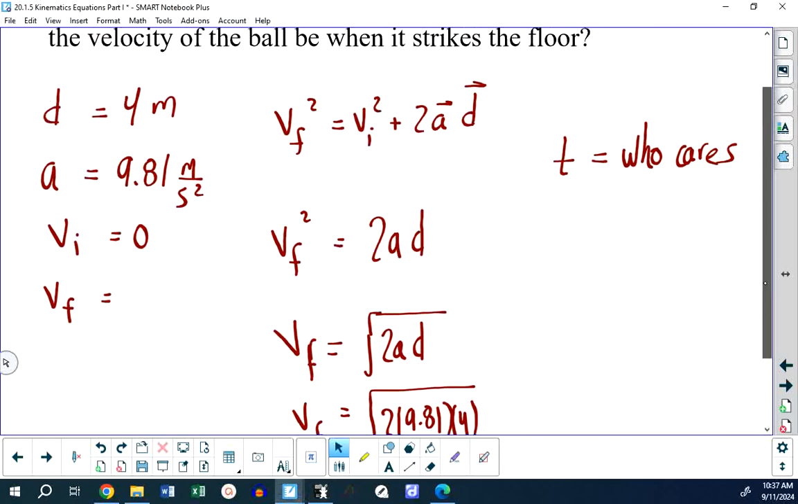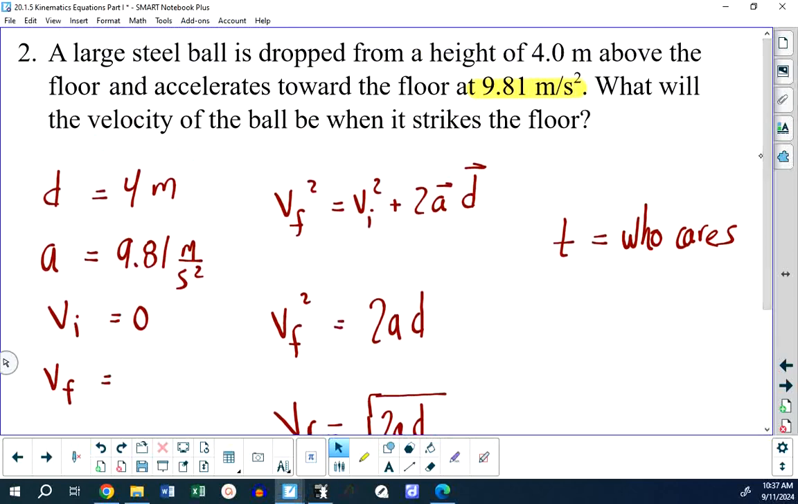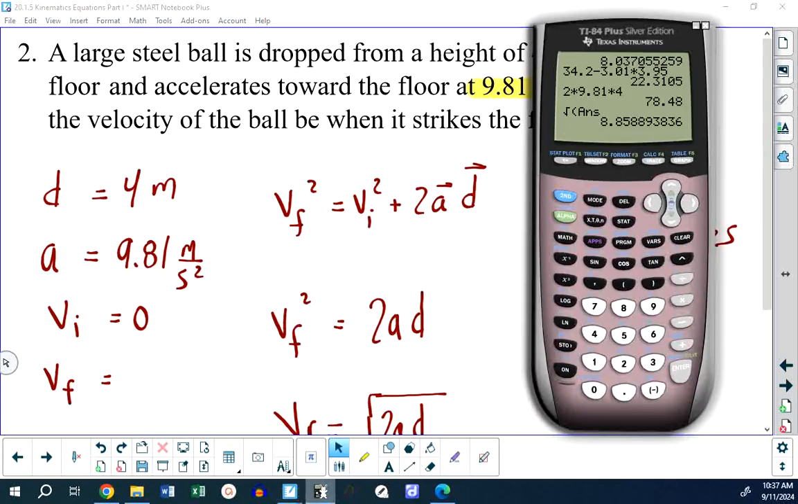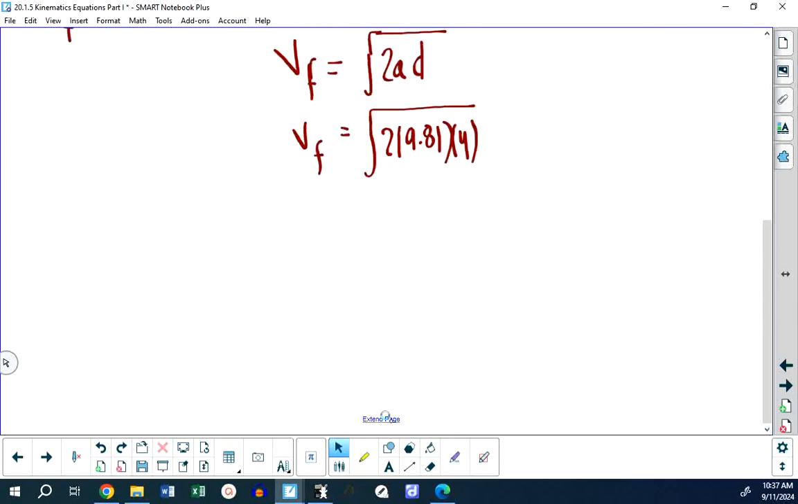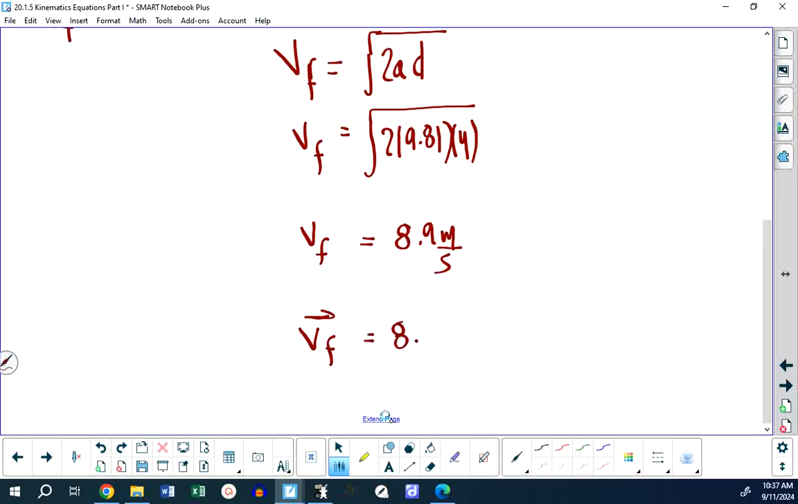So about 8 point, what do we want for significant figures? Well, there's only 2 digits in the displacement, so we go with the lower number. We want to record this to 2 digits, so I'm going to put 8.9 meters per second. The true answer to the question is 8.9 meters per second down, because it did say what is the velocity, right? That one's a little easier. Any questions with number 2?